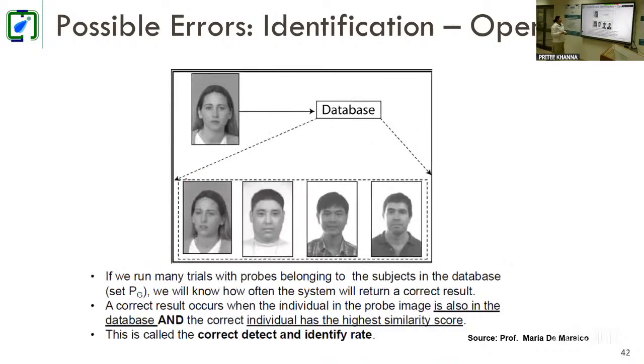Now, so what is happening? If you run many trials with a probe belonging to a subject in the database, then we will see how many times your system is going to return the correct answer. So if you are saying that the individual is there and you are identifying it at the first place, we say that, okay, it is a correct detection and identification.